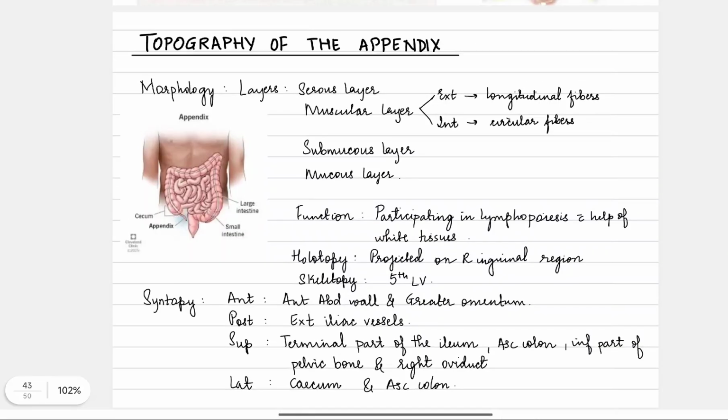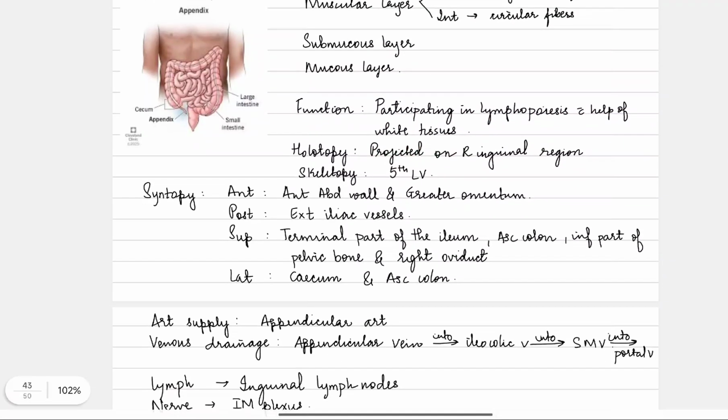Next is topography of the appendix. There are layers: serous layer, muscular, submucosa, mucosa. It participates in lymphopoiesis with the help of lymphoid tissue. Projected on the right inguinal region, at the level of the 5th lumbar vertebra. Anteriorly, anterior abdominal wall and greater omentum. Posteriorly, external iliac vessels. Superiorly, terminal part of the ileum, ascending colon, inferior part of the pelvic bone and right oviduct.